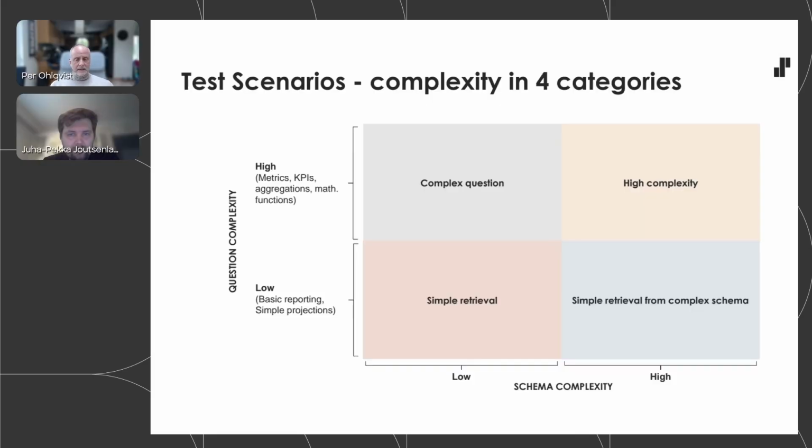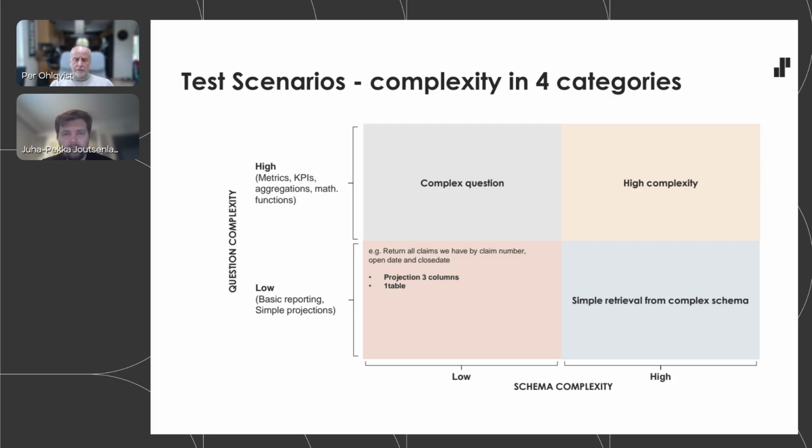Now these three approaches were tested against four different sets of scenarios, where complexity comes from two sources: the question itself and the schema complexity. You see it on the X and Y axis here. That gives four scenarios over low and high complexity. Let's have a look at examples of those questions.